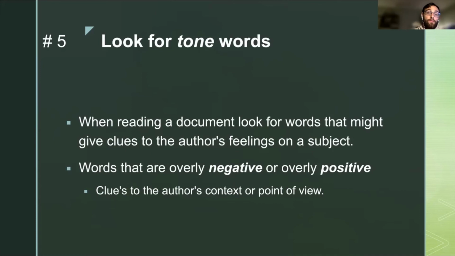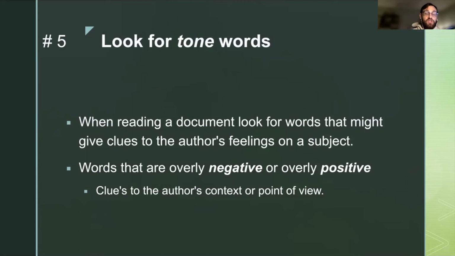Tip number 5, look for tone words, especially if it's a written stimulus. So for example, look for words that might give clues to the author's feeling on a subject, very similar to how you would in a DBQ. Look for words that are overly negative or overly positive. This might give a clue as to how the author or speaker thought about a certain thing. It might give clues into the context. It might give clues into the point of view.